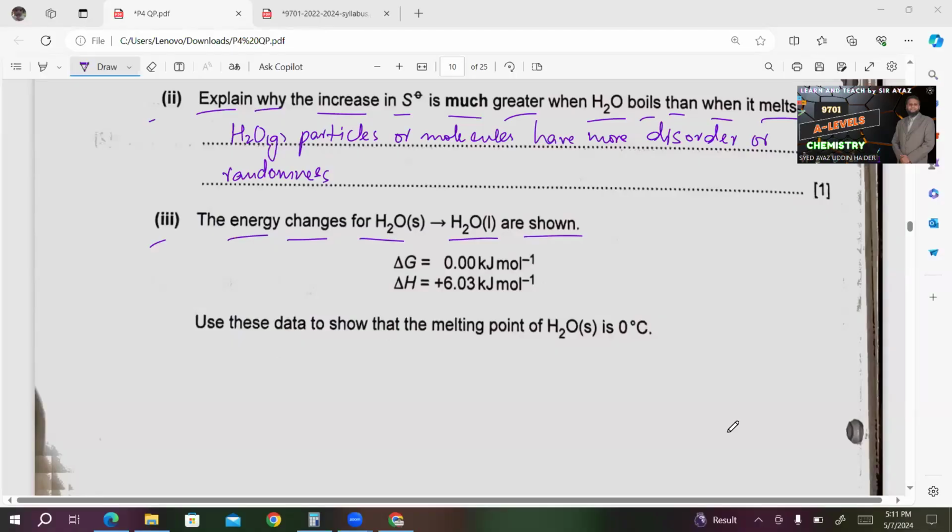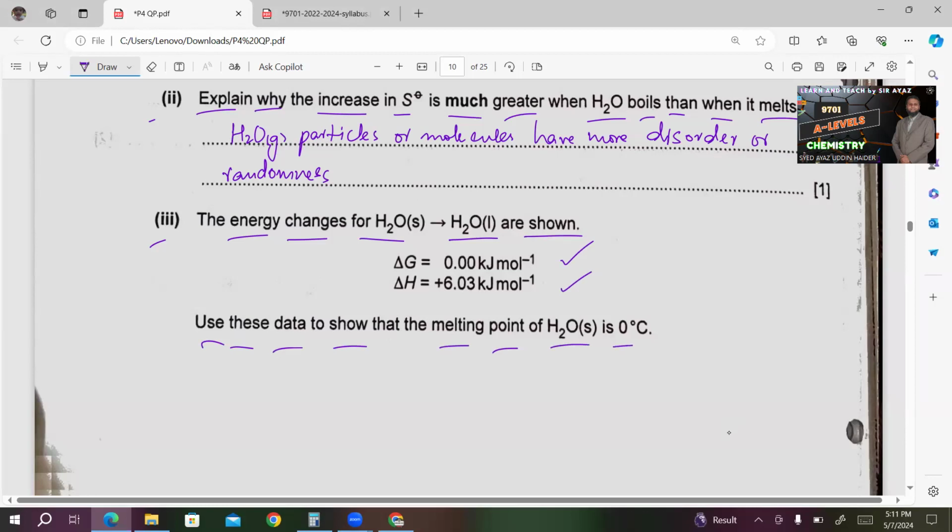So we have delta G is 0 kilojoule per mole, delta H is plus 6.03 kilojoule per mole. Use these data to show that the melting point of H2O is 0 degree centigrade.